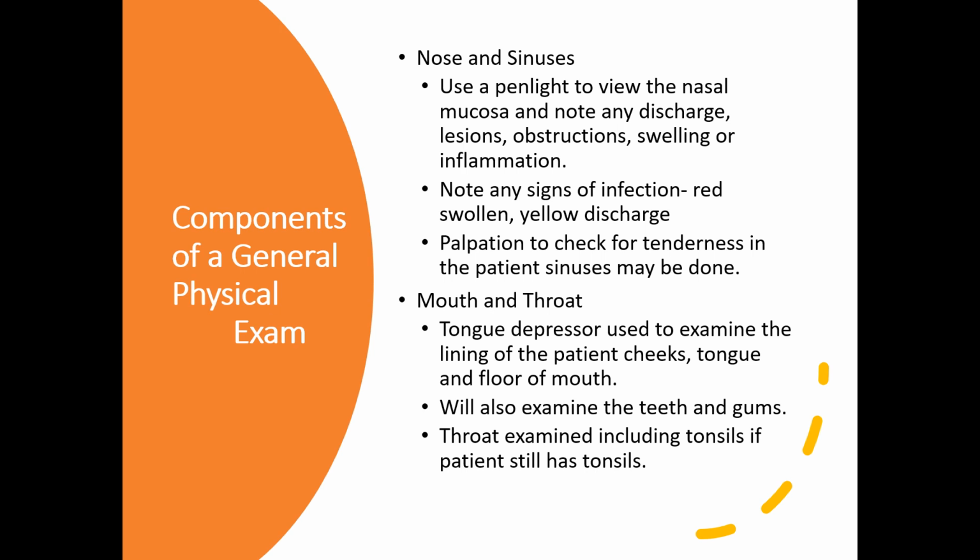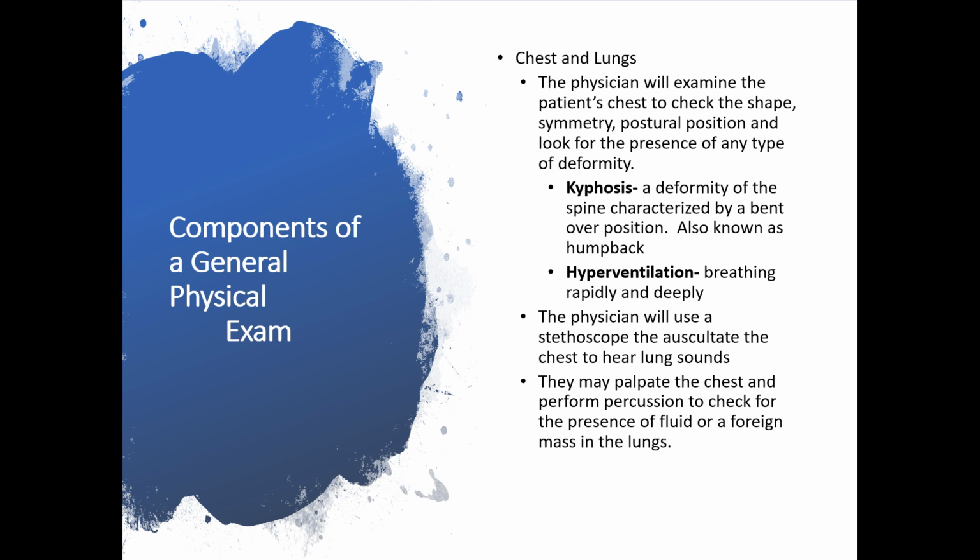You can take a look at the patient's nose and sinuses. You can look at their mouth and throat, their chest and lungs. Key term here, kyphosis, which is a deformity of the spine characterized by a bent over position. It's also known as humpback.